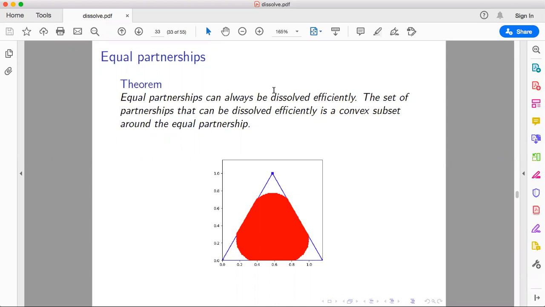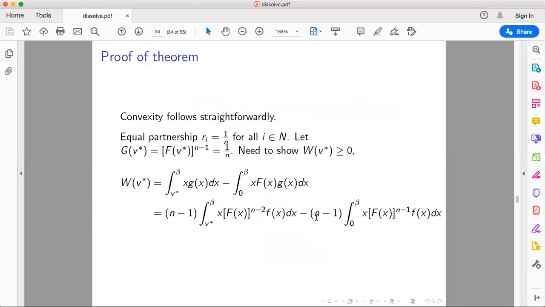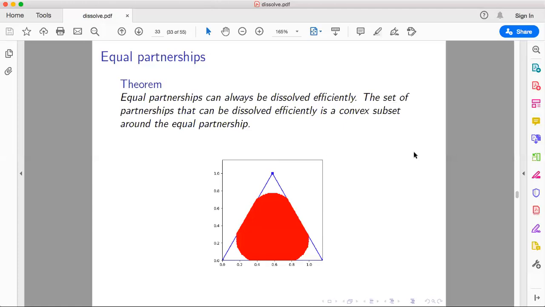So whatever it is, the point here is that the set of partnerships that can be dissolved is around the equal partnership of convex set. Here I have drawn it for uniform, but you can draw it for any arbitrary distribution. Okay, so how do you prove this? Well, the proof basically shows that the inequality is always satisfied for equal partnership.